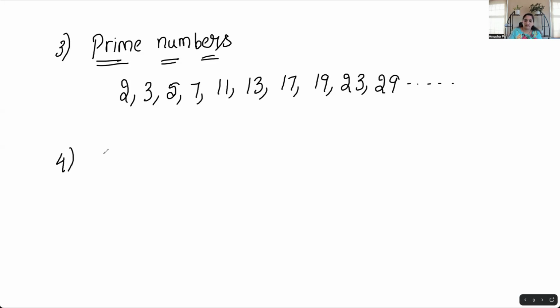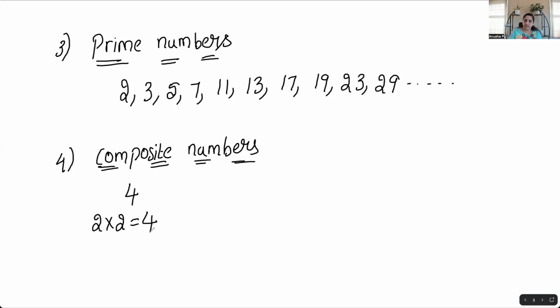The next type of numbers are called composite numbers. Composite numbers are numbers that have multiple factors. For example, consider the number 4. Number 4 comes in the 2 table, like 2 times 2 is 4, and in the 4 table, 4 times 1 is 4. So it has multiple factors. If you have multiple factors, then it is called a composite number.